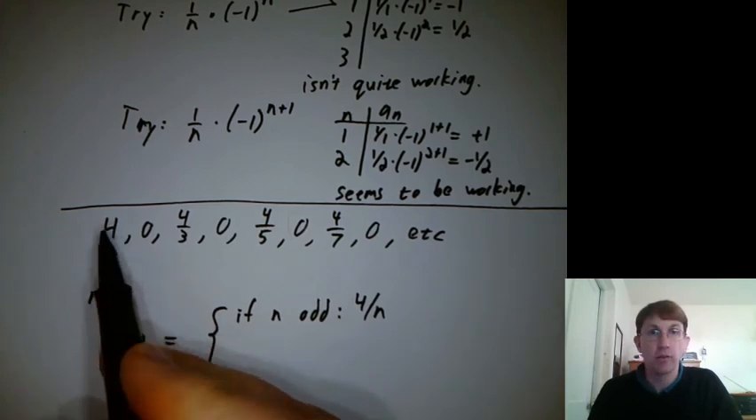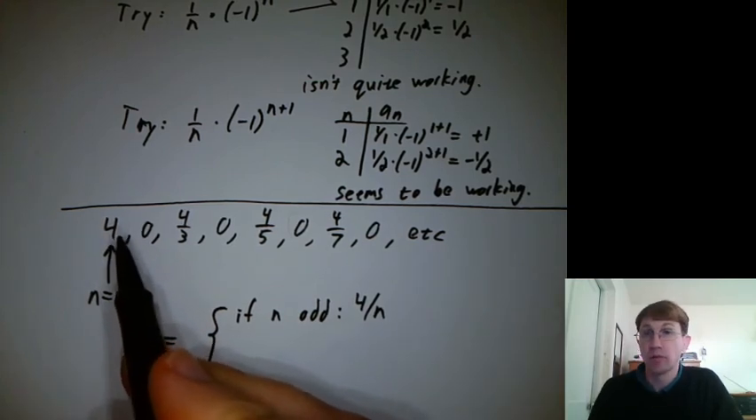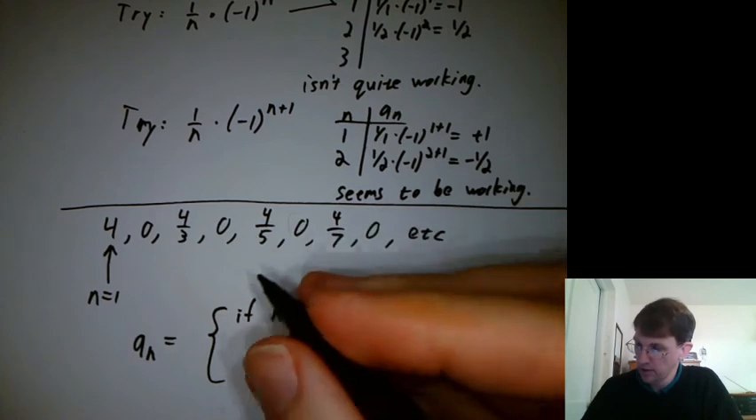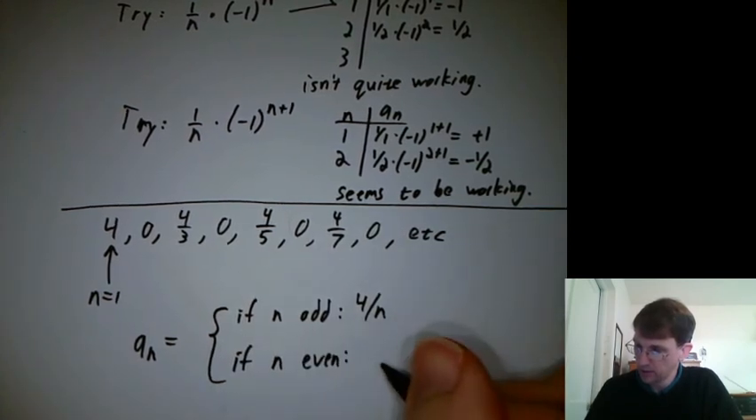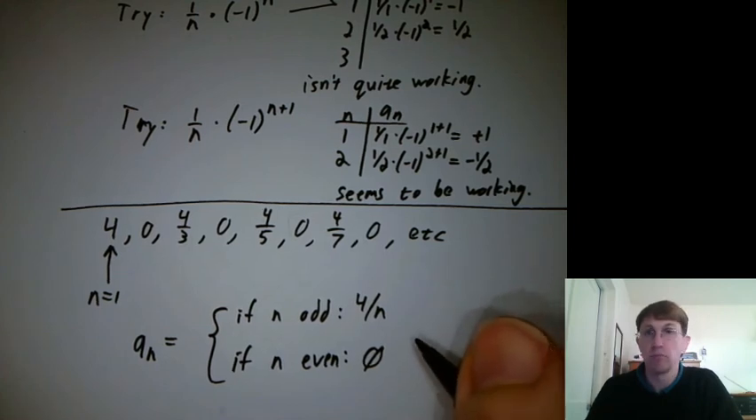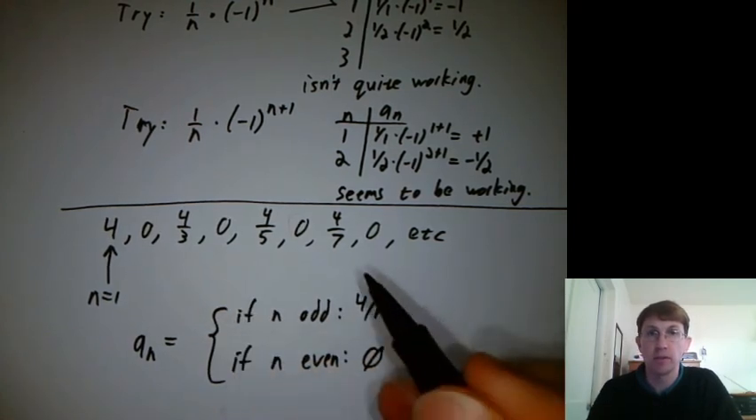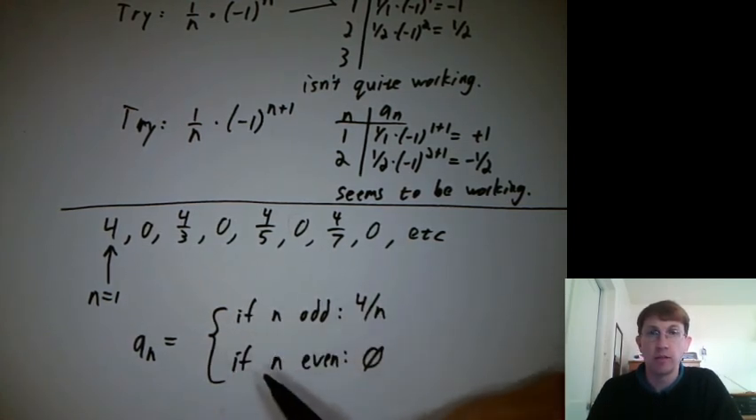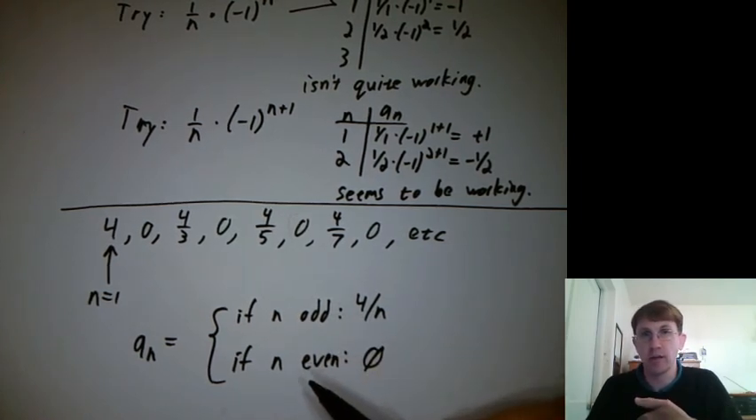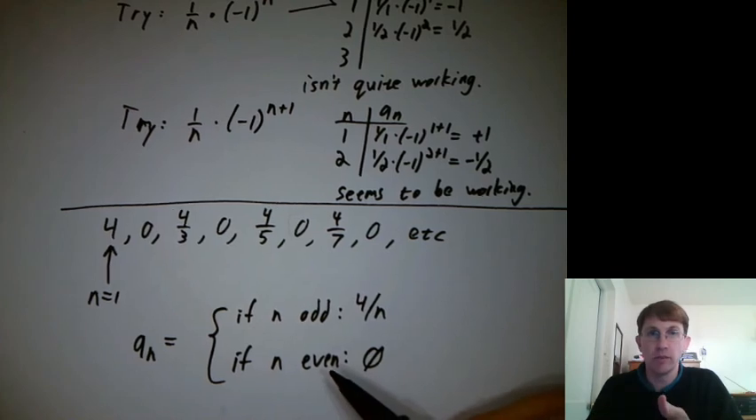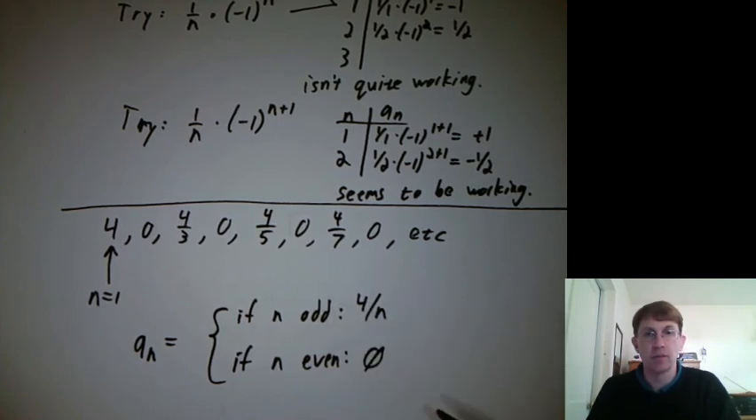Does that even work here when n equals 1? We'd get 4 over 1, which is 4, so that's great. If n is even, then just 0. So that's a perfectly good way to specify a sequence to say if n is this kind of number, do this. If n is that kind of number, do that. Later on, we'll see a more complicated way to do things. That's especially helpful when we're doing sines and cosines. But for now, you can specify things like that.